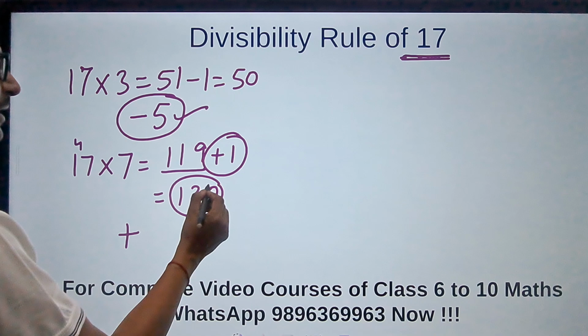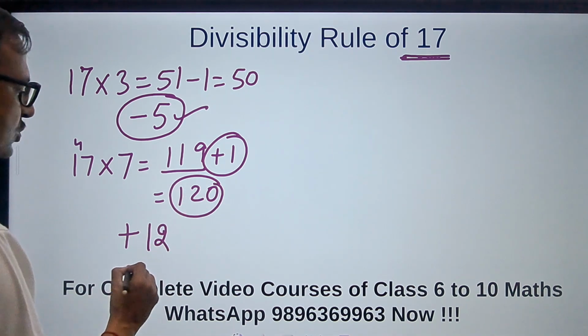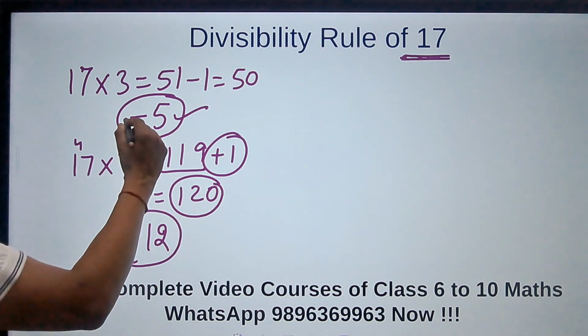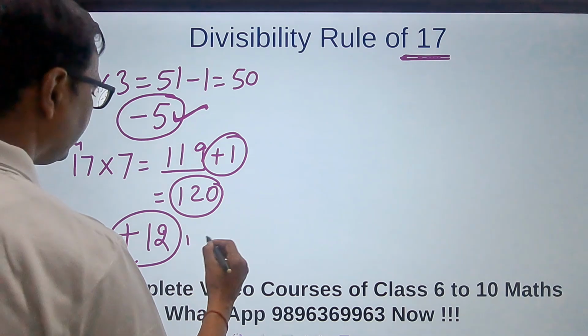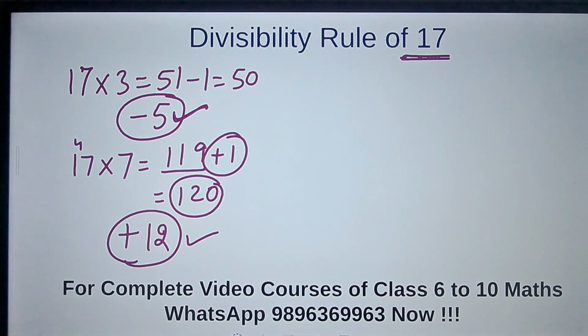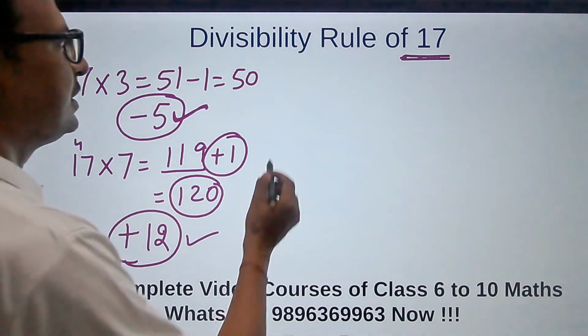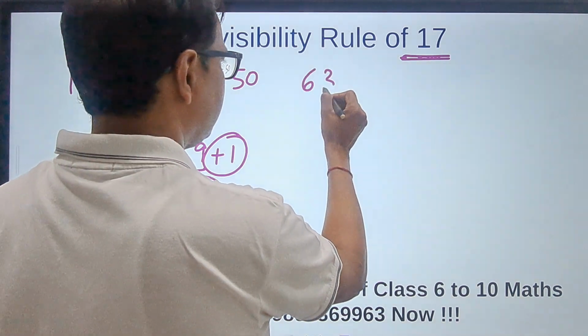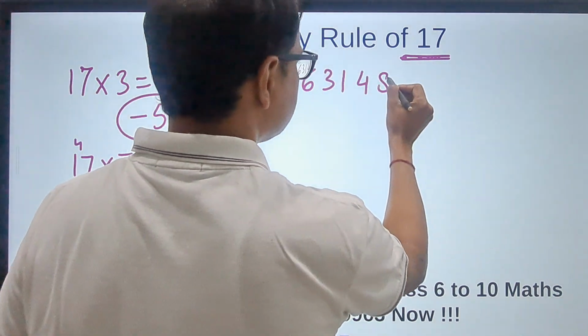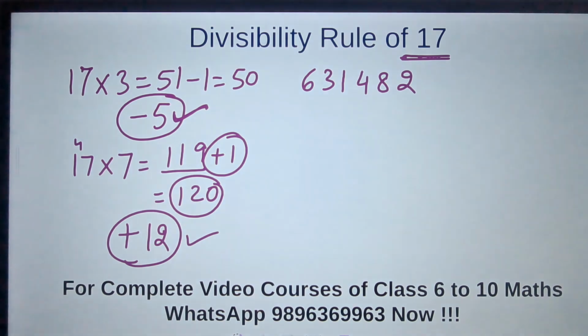And how many tens are here? 12 tens. And so plus 12 is another osculator. So either you can use -5 osculator or you can use plus 12 osculator. But I'll be using the smaller one, and that's always easier to handle. So you have to do something which is easier. So I'll take a big number now. How about taking 6, 3, 1, 4, 8, 2? I want to check whether this number is divisible by 17 or not.